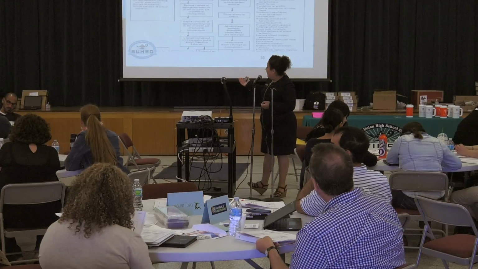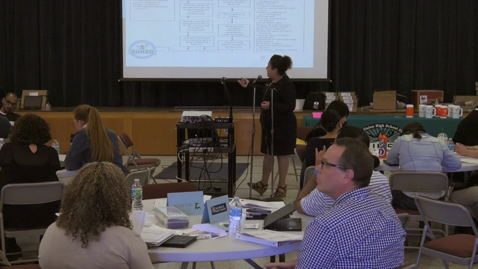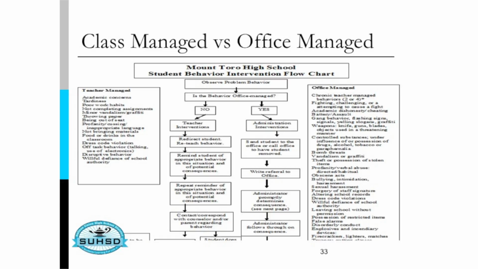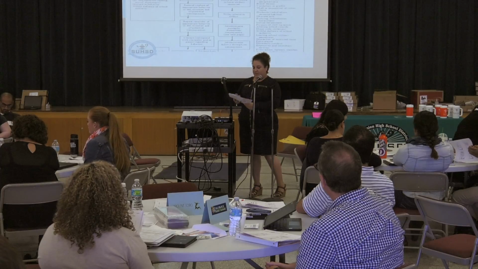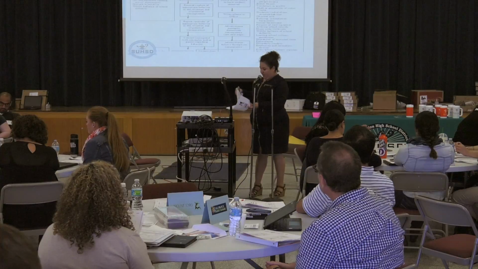Teacher managed behaviors are tardiness, poor work habits, not completing assignments, a willful defiance of school authority. Teachers manage these things within the classroom. Some examples of office managed were chronic behaviors, happening 2 to 4 times, fighting, battery, assault, those types of things. Every school site, like I said, should give you some type of a flow chart of behaviors and how to go about dealing with problem behavior.